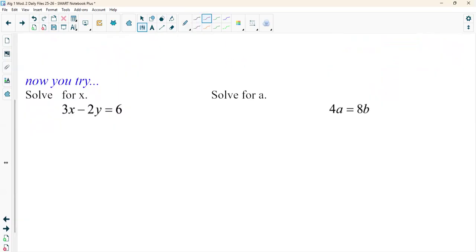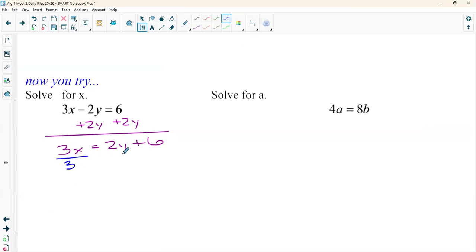Okay, so for this first one here, we're going to go ahead and solve for x. Let's go and add 2y to both sides because we want to get this 3x by itself. So we have to get rid of the thing not touching it, which is this 2y. We're going to be left with 3x equals 2y plus 6. As a reminder, you cannot combine 2y and 6 because they are not like terms. So from here, we want to get x by itself. Let's divide everything by 3. And that's going to leave us with x is equal to 2y over 3 plus 6 divided by 3, which is 2.